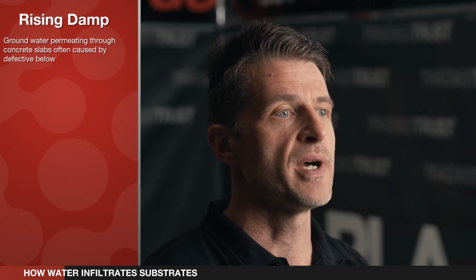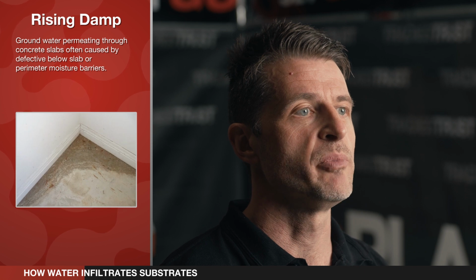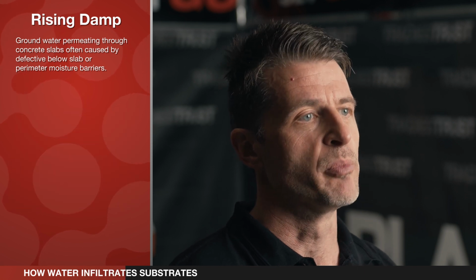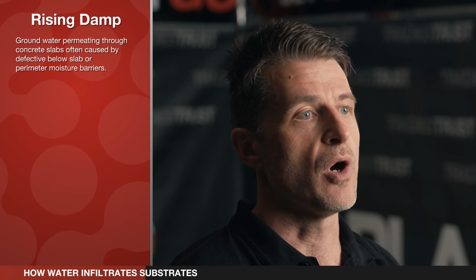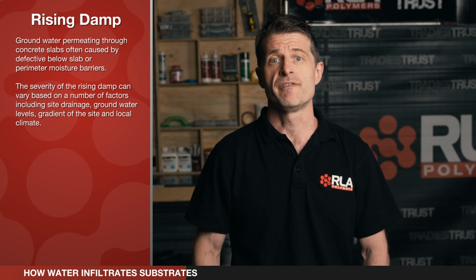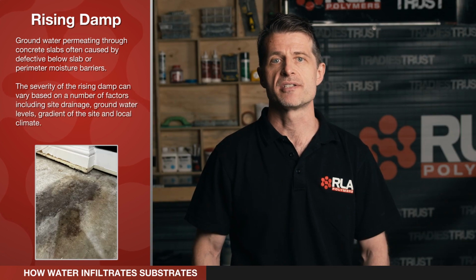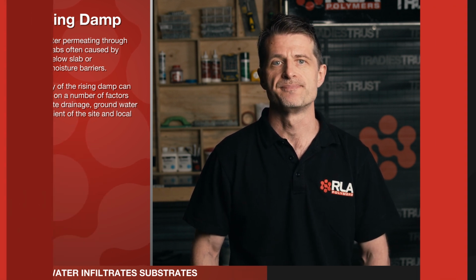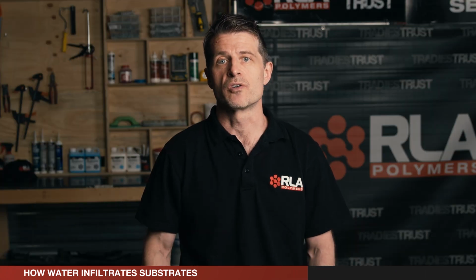The most common and obvious way is through rising damp. That's groundwater permeating through concrete slabs, often caused by defective below slab or perimeter moisture barriers, or through older slabs where a vapor barrier may have not been installed or has broken down. The severity of rising damp can vary based on a number of factors, including site drainage, groundwater levels, gradient of the site, and local climate. Rising damp manifests as damp spots or active water on concrete slabs. The presence of efflorescence or salt damp is another obvious sign of moisture entry.